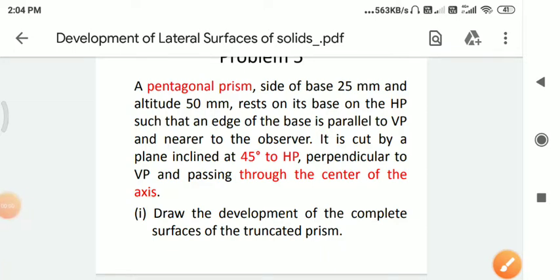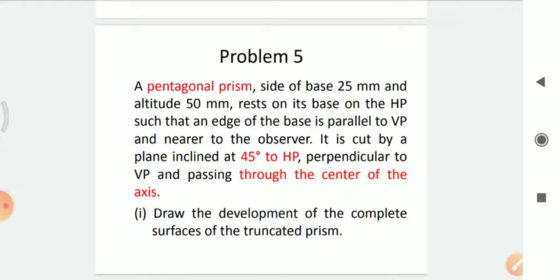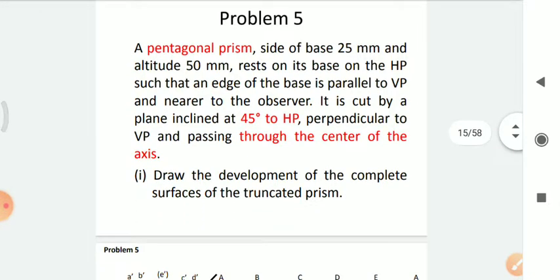Development of lateral surface of solids now. The problem is like this. A pentagonal prism, side of base 25 mm and altitude 50 mm, rests on its base on the HP such that an edge of the base is parallel to VP and nearer to the observer. It is cut by a plane inclined at 45 degrees to HP, perpendicular to VP and passing through the center of the axis. So this is the problem.